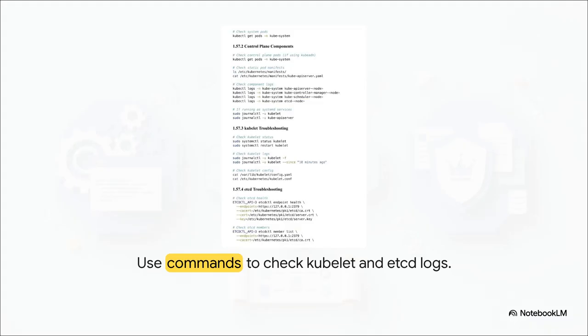To actually dig into those issues, you're going to rely heavily on specific command line tools. If a worker node is failing, you'll need to jump right onto that node and carefully check the kubelet logs using the command journalctl -u kubelet. If your control plane is unresponsive, you might need to check if etcd is healthy using the etcdctl endpoint health command. Just make sure you pass in the correct certificate paths. Mastering these exact commands is basically what will save you when the clock is ticking down.